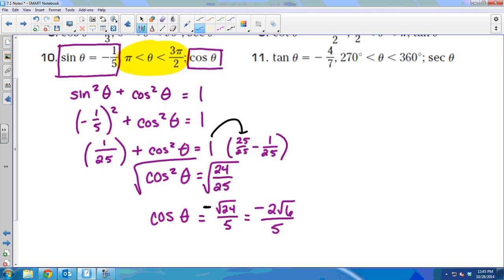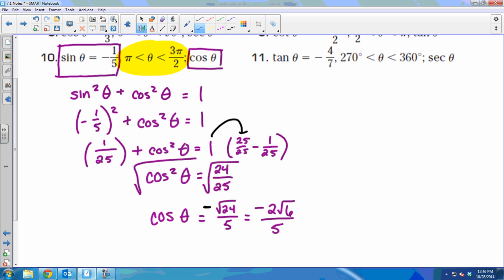I got the negative from the quadrant they told us to look at. They told us to look at the third quadrant on the unit circle. In the third quadrant, cosine is negative. Okay. Everyone clear about the negative? Everyone clear about where I got this answer from?